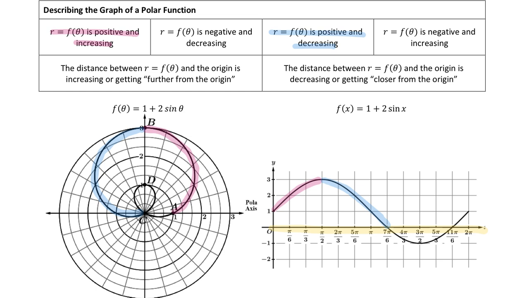After this, we would describe the next section of the rectangular function as this itty-bitty section that is negative and decreasing. So negative and decreasing. That section that is negative and decreasing goes from 7 pi over 6 to 3 pi over 2, and it is this section from C to D of the polar function.